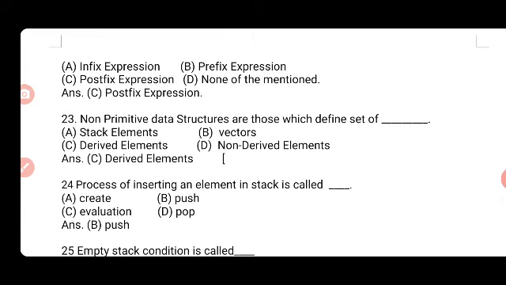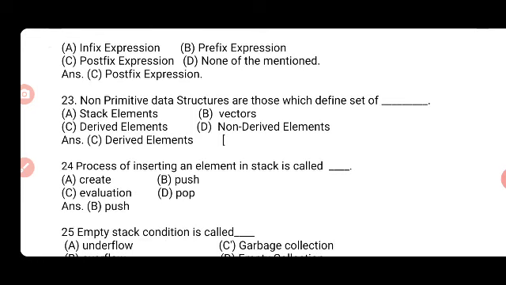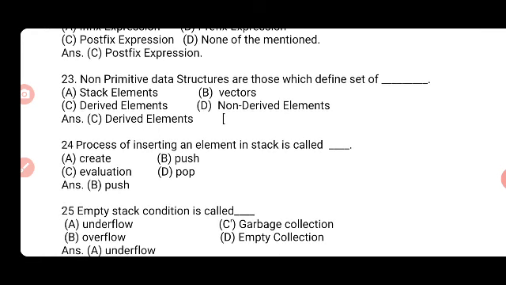Next, question number 23. Non-primitive data structures are those which define a set of: option A, stack elements; option B, vectors; option C, derived elements; option D, non-derived elements. Array or structure is an example of a derived data type. Derived data type means derived elements. So arrays and structures are non-primitive data structures, so they are related to derived elements. So option C is the correct answer to this question.